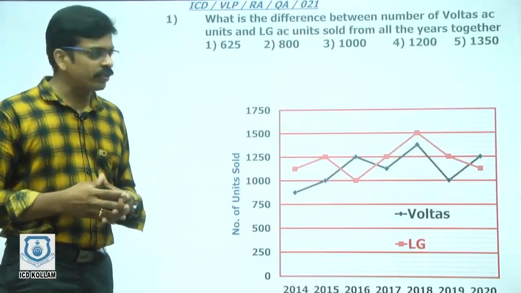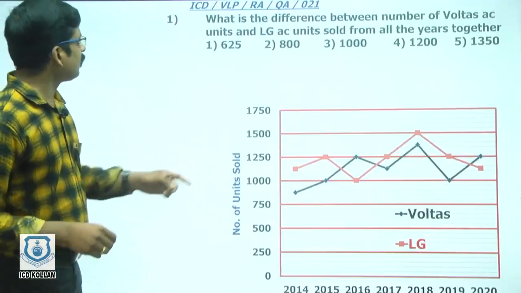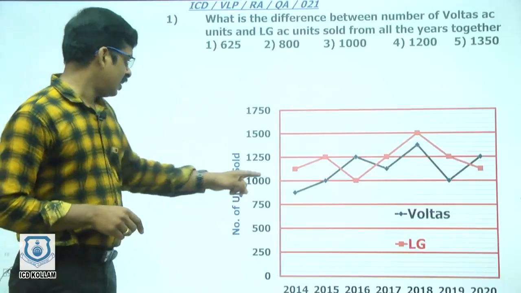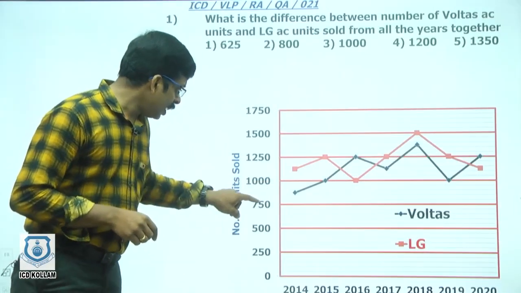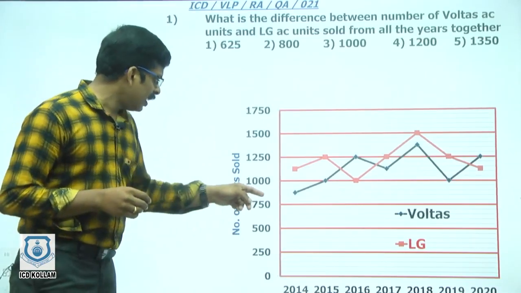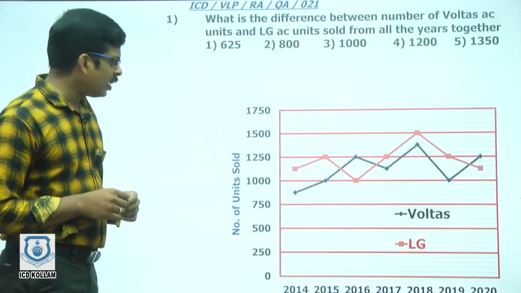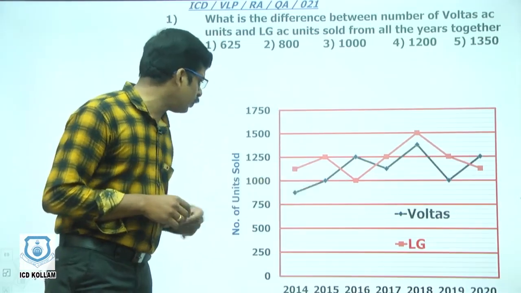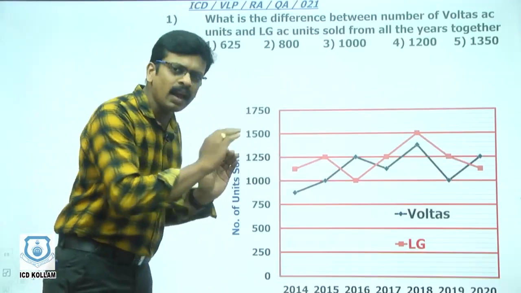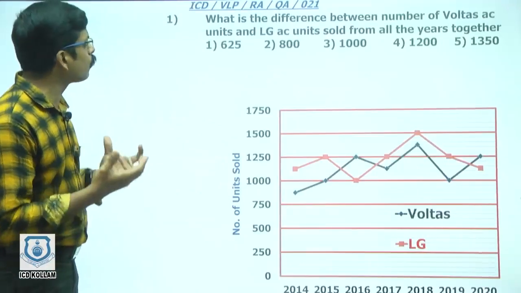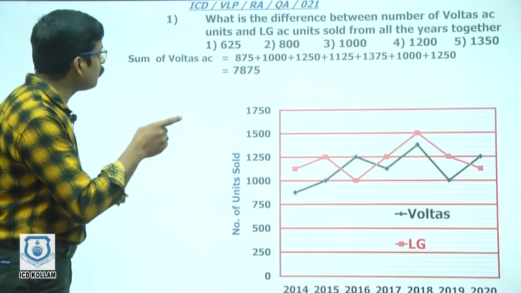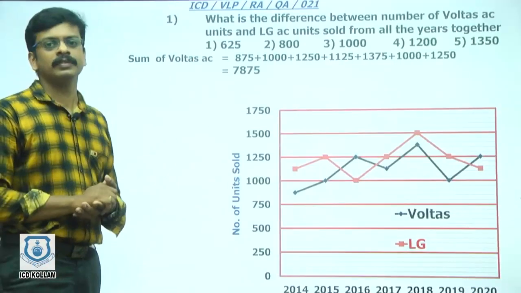The traditional method for solving these types of questions is that first you need to calculate the Voltas ACs. Here the value in between 750 and 1000 will be equal to 875. Similarly, we can find the second value. It is 1000 here, 1250 here, and you need to add all these numbers. We will get the sum of Voltas AC units, and the sum will be equal to 7875.